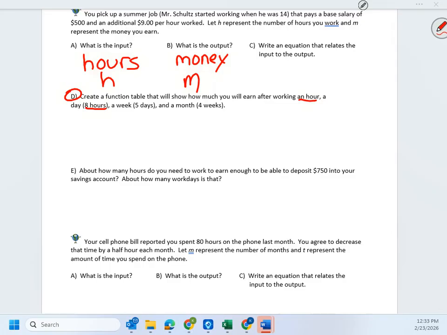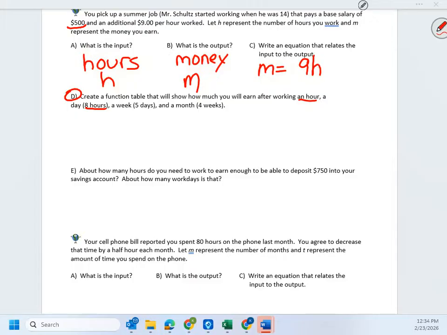Okay, now we need to figure out our rule. It says write an equation that relates the input to the output. So let's look back. You have a base salary of $500, and you get an additional $9 per hour worked. What do you think that rule is going to look like? Henry? M equals H times 9 plus 500.